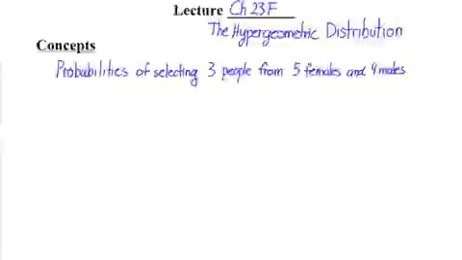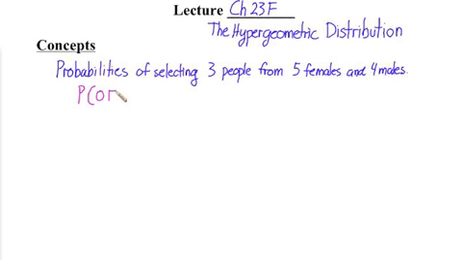In today's lesson, we're going to look at Chapter 23, Section F on the hypergeometric distribution. Let's start by reviewing the material we covered in the last section. Using the example, we'll select 3 people from 5 females and 4 males, and we'll calculate the probabilities of all the possible different outcomes.